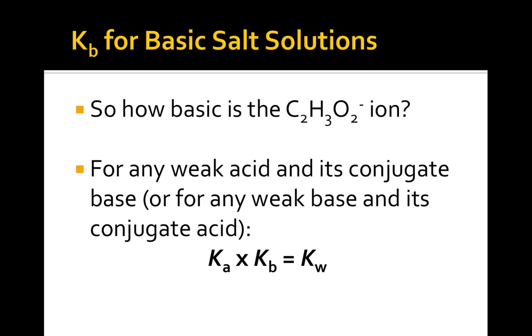So exactly how strong of a base is the acetate ion? The strengths of acids and bases are determined by the equilibrium constants Ka and Kb respectively. The Kb for the acetate ion can be determined from the Ka for acetic acid. In fact, for any weak acid and its conjugate base, the product of Ka for the acid and Kb for the conjugate base is equal to Kw, the ion product constant from the autoionization of water. The same is true for a weak base and its conjugate acid. The derivation of this relationship is relatively simple but not worth our time at the moment. This relationship can be used to determine the Kb for any conjugate base for which the Ka of the weak acid is given.